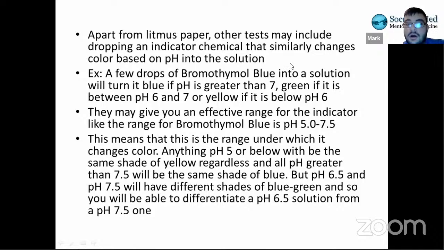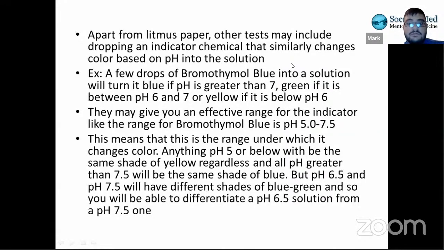So for example, there's this indicator called bromothymol blue. If you drop bromothymol blue into a solution, if the pH of the solution is greater than 7, it will turn a deep blue. If the pH is between 6 and 7, then the bromothymol blue will turn green. If the pH is below 6, the solution will turn yellow. Based on this, you would know if you dropped, say, some of the chemical into any solution, you'd be able to tell if it was acidic, basic, or neutral.